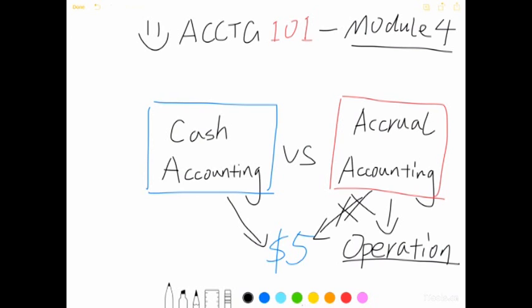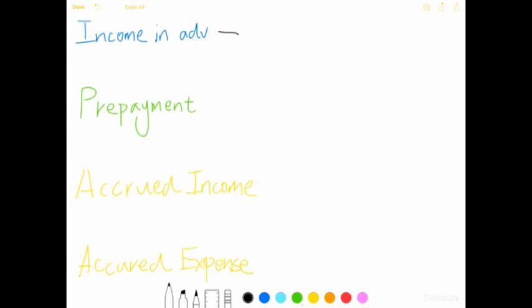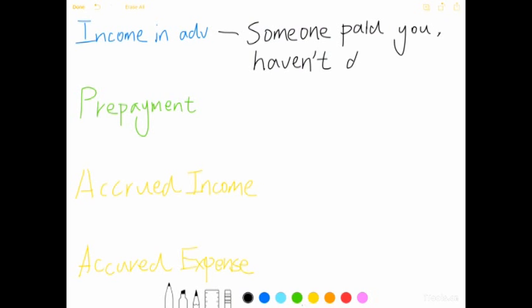This brings out 4 accounts that you need to be super familiar with. These are income in advance, prepayment, accrual income, and accrual expense. Right. So income in advance is when someone pays you but you haven't done the job. For example, using the restaurant example, your customer pays for the meal today but you will not serve the meal until tomorrow. So this is not your income. As a matter of fact, it will not be your income until tomorrow, the time that you have served the meal. So even if you have received the cash, you have not actually earned the cash yet, right?